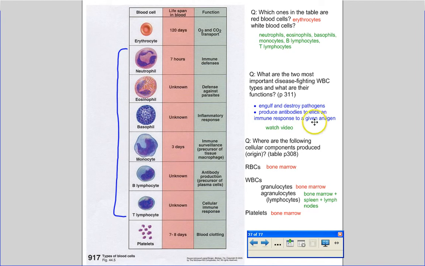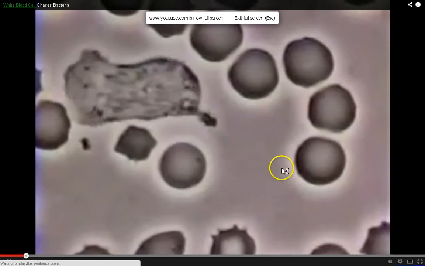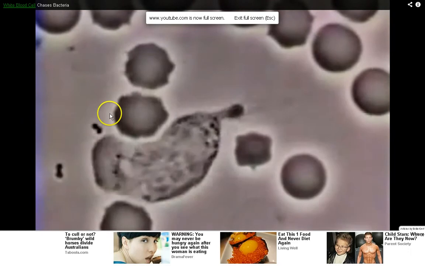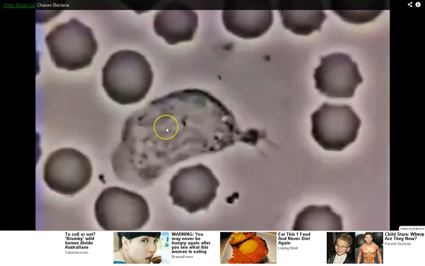Okay, so I'm going to show you this little video, and it's really quick. It's just showing a white blood cell chasing after an invader. These are bacteria, and this is a macrophage. It's chasing after the bacteria.